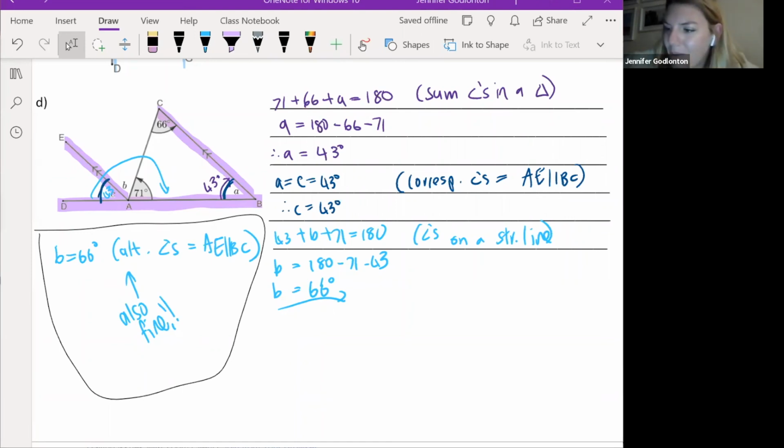Dilshad, how can I help? Ma'am, instead of saying 71 plus 66 plus A is equal to 180, can I just say A is equal to 43 degrees because of sum of angles in a triangle? Totally fine. Skipping all the steps, but it's fine. It is totally fine.